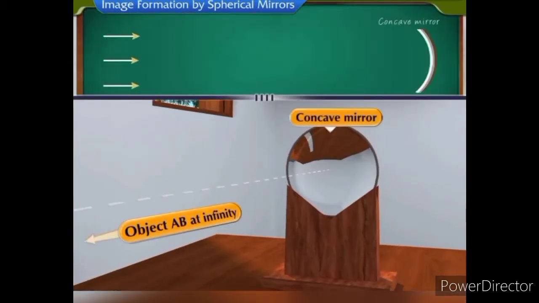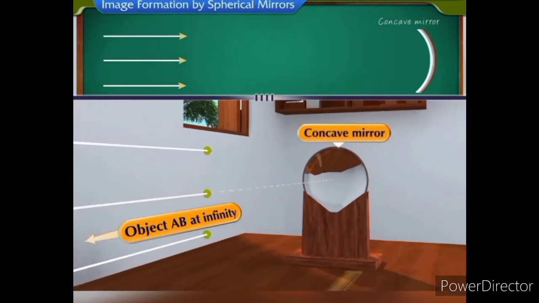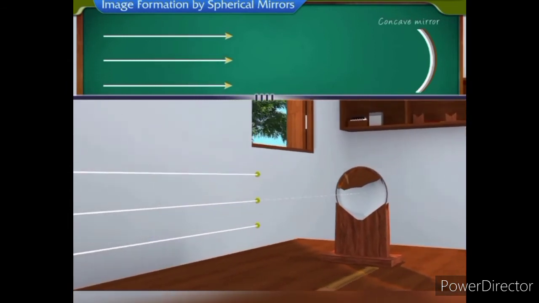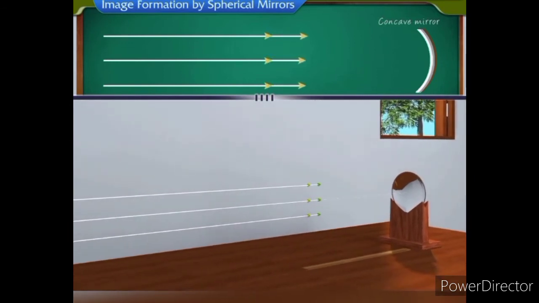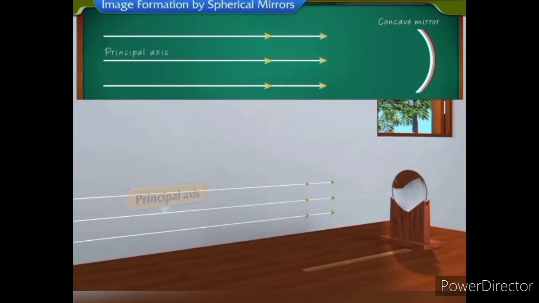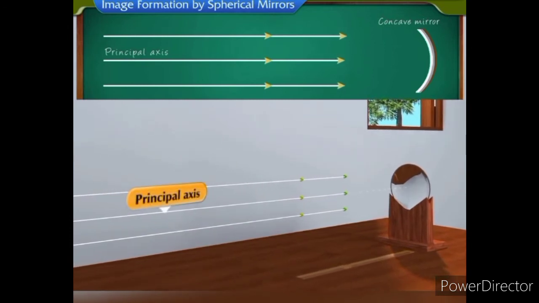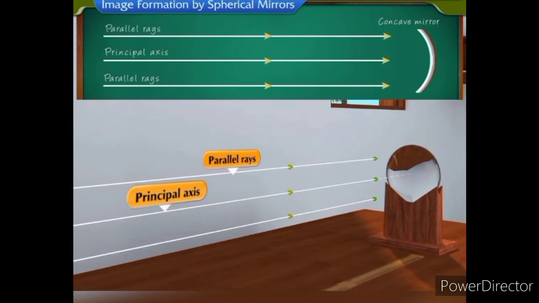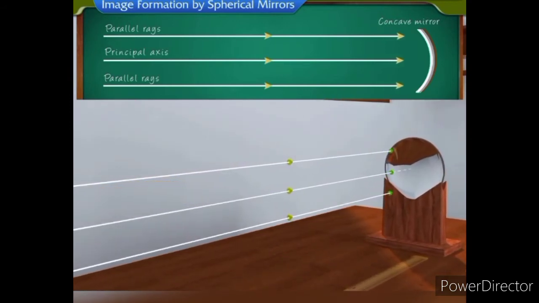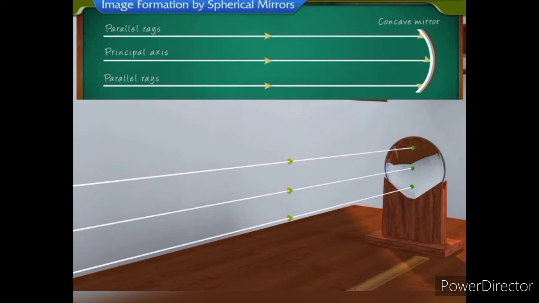Assume that an object AB is placed at infinity. Let us consider three rays coming from the object. One along the principal axis and two parallel rays on either side of the principal axis. The ray traveling along the principal axis is incident normally on the mirror and hence retraces its path.